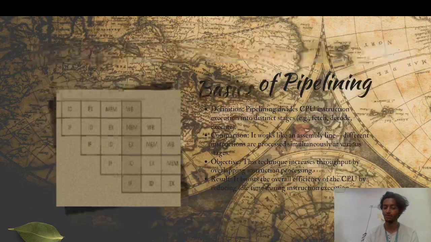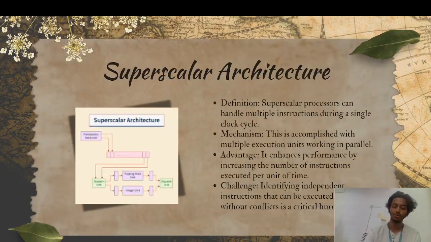Now, let us move on to superscalar architecture. Superscalar architecture builds on pipelining by enabling the CPU to fetch, decode, and execute multiple instructions per clock cycle. This is achieved using multiple functional units within the processor. A superscalar processor identifies independent instructions and issues them in parallel. To achieve this, complex control logic is used to analyze dependencies and schedule instructions dynamically.